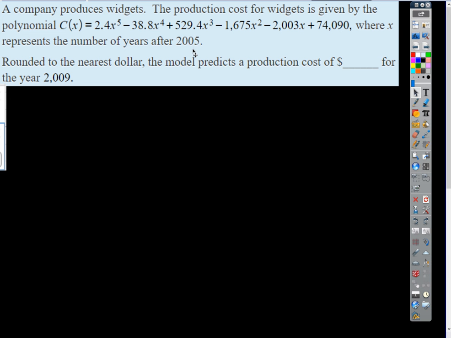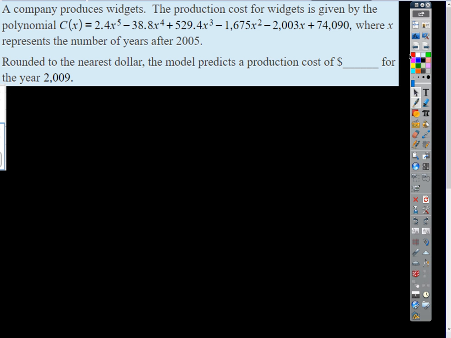So in this model, we're going to input a year, and the function is going to spit out a production cost, right? So what would we do then if we want to predict the production cost? So we want to know the value of C, right? For the year 2009. What's significant about the year 2009? It's 4 years after 2005.